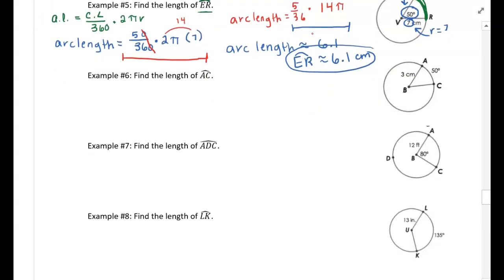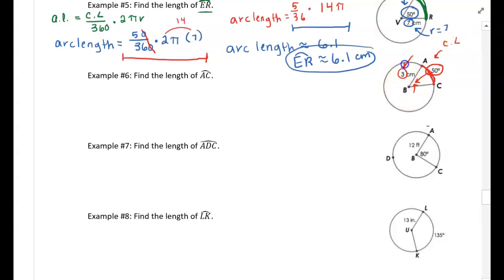Let's look at example 6 now. This is pretty much the same thing. I want to find the arc length of AC. So this time I want to find this arc length right here. The difference is my central angle isn't listed right there. But remember, the arc measure and the central angle are the same. So this is also my central angle measure.